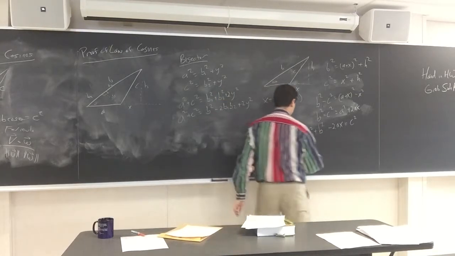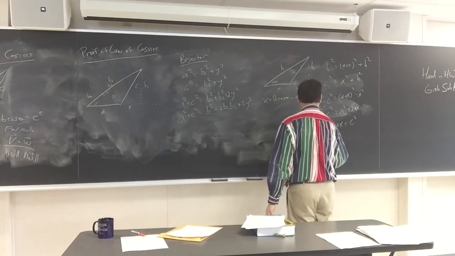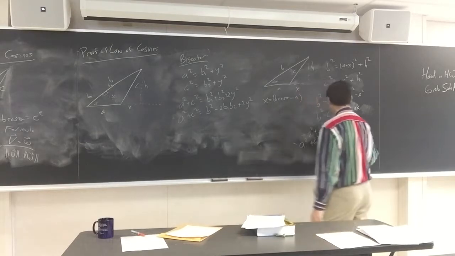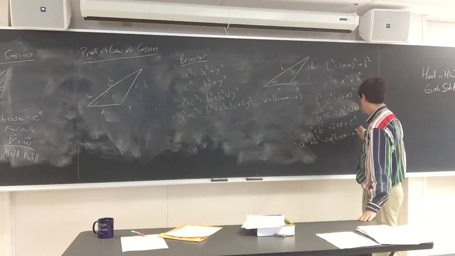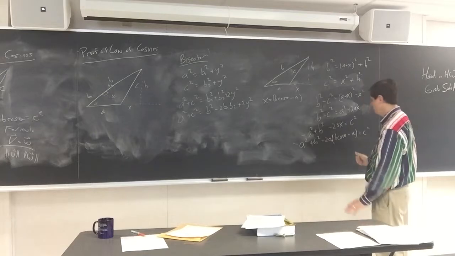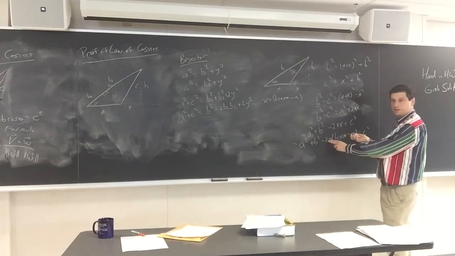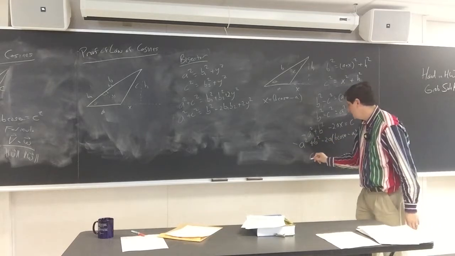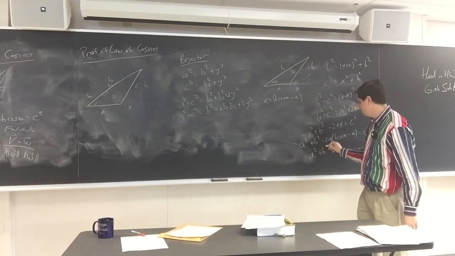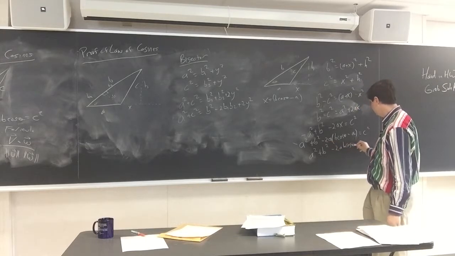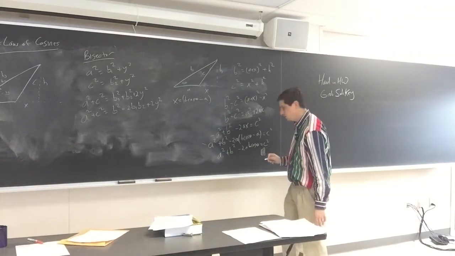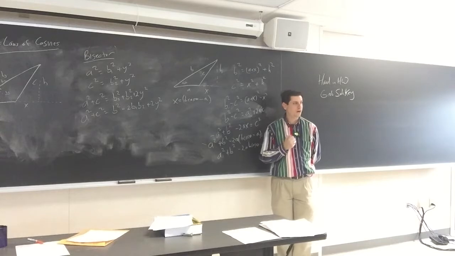So we get a minus a squared plus b squared minus 2a, and then x is going to be b cosine theta minus a, equals c squared. So now we have a minus and a minus becomes a plus. We get a 2a squared. We have a minus a squared, so that becomes an a squared plus b squared minus 2ab cosine theta is c squared. And so that finishes the proof of the law of cosines.